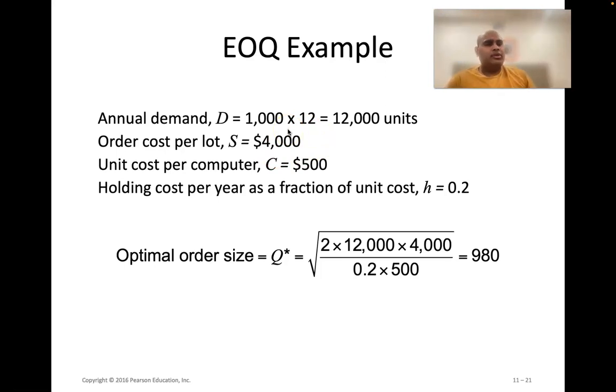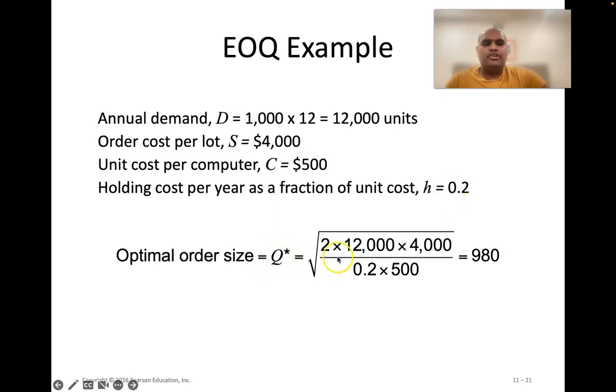Now, why is the cost so high? Because it includes transporting all the computers from your supplier to your shop, so that definitely takes some time. And then there is the unit cost per computer, so you're paying $500 to buy the computer, and the holding cost per year as a fraction is 20%. So you're saying that I'm paying $500 to buy a computer, and my holding cost is going to be 20% of that $500, which will be $100. That's your holding cost, 20% of that.